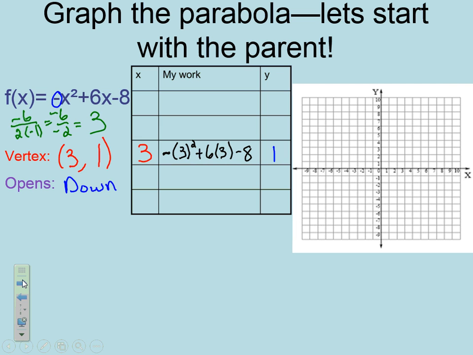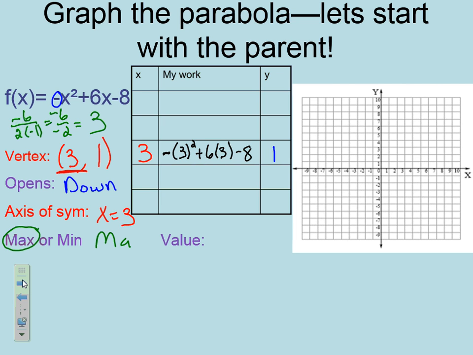So we're going to have a U that's facing downward. We can also determine the axis of symmetry. Remember, that's just what x is here. So it's x equals 3. That's what our axis of symmetry is. We can determine if it's a min or a max. Now, since it's going down, we're going to have our highest point up high, so we're going to have a max. And the value is always my y value, so y equals 1.